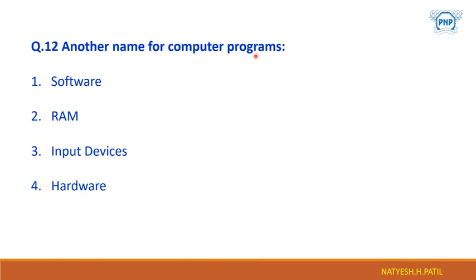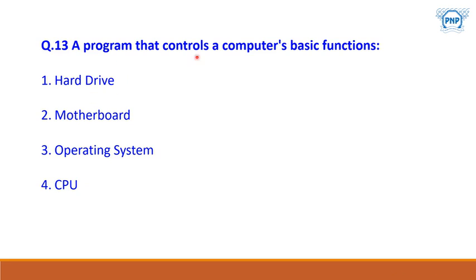Another name for computer programs: software, RAM, input devices, hardware. It is software. These are all computer programs which we know very well. A program that controls a computer's basic functions: hard drive, motherboard, operating system or CPU. It is an operating system. Correct?